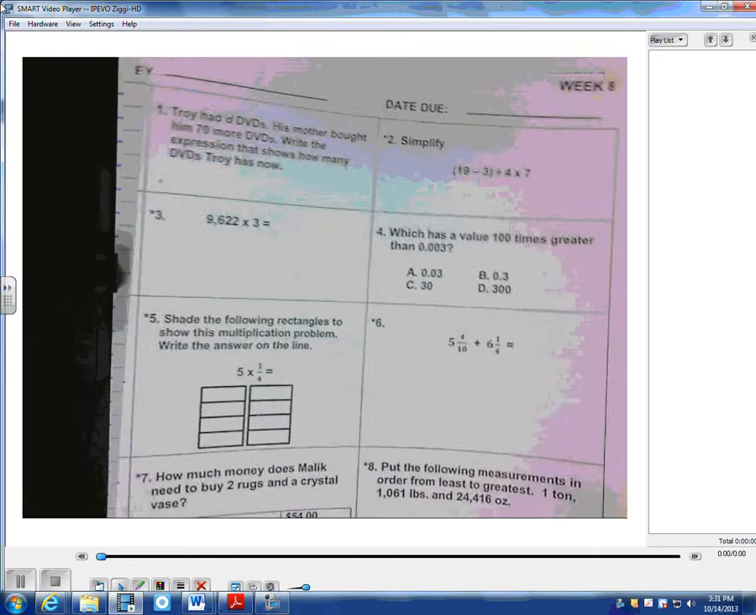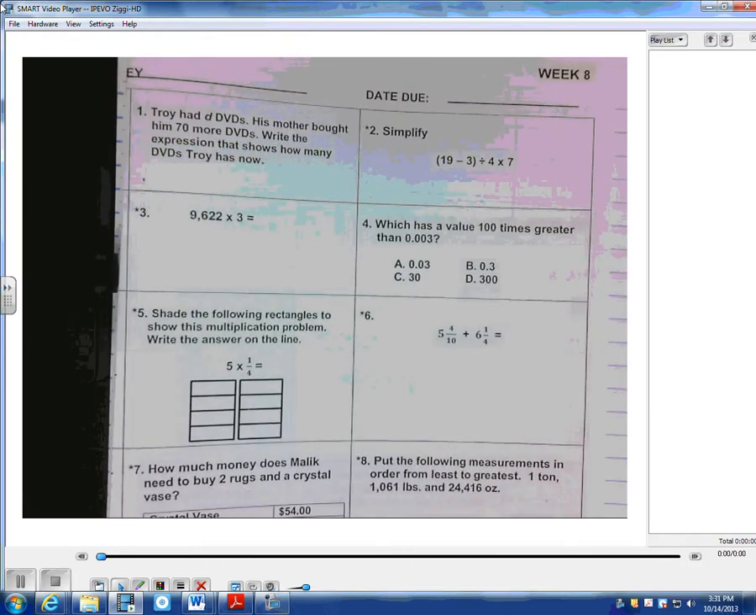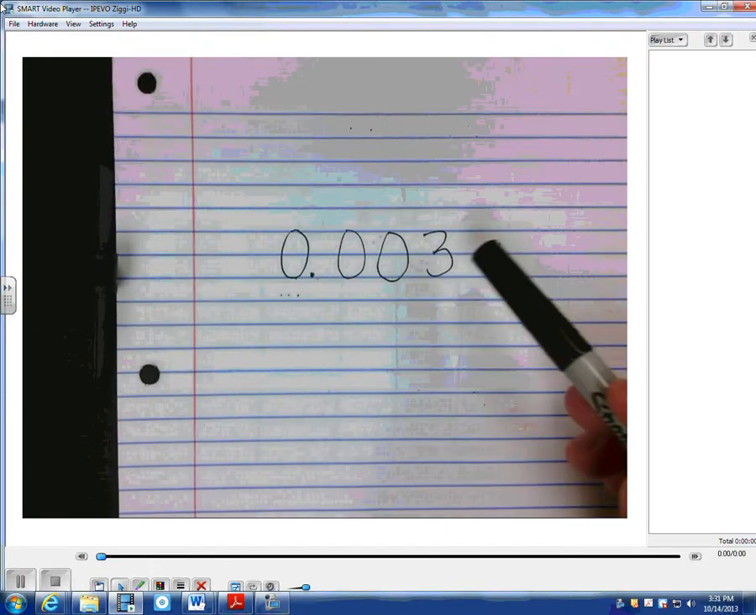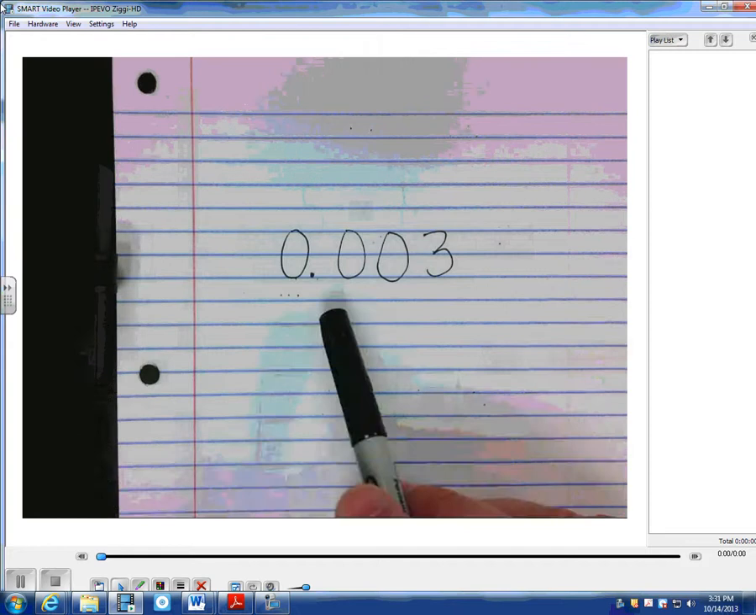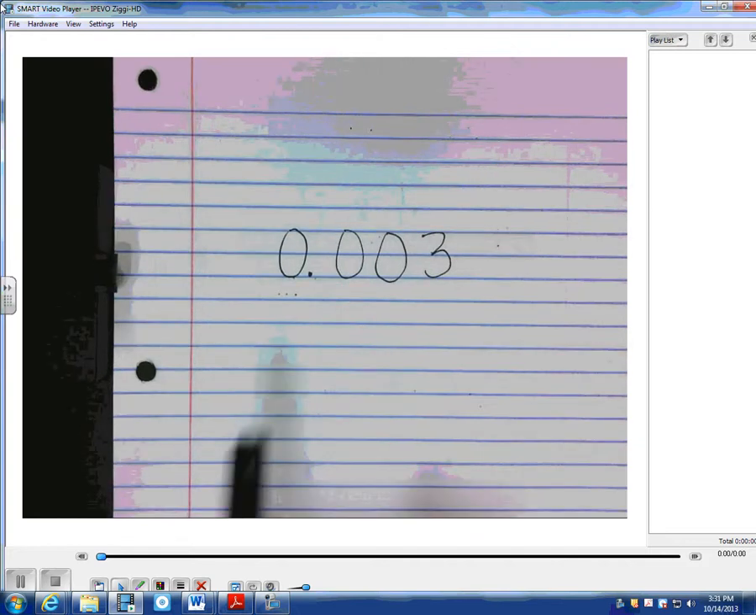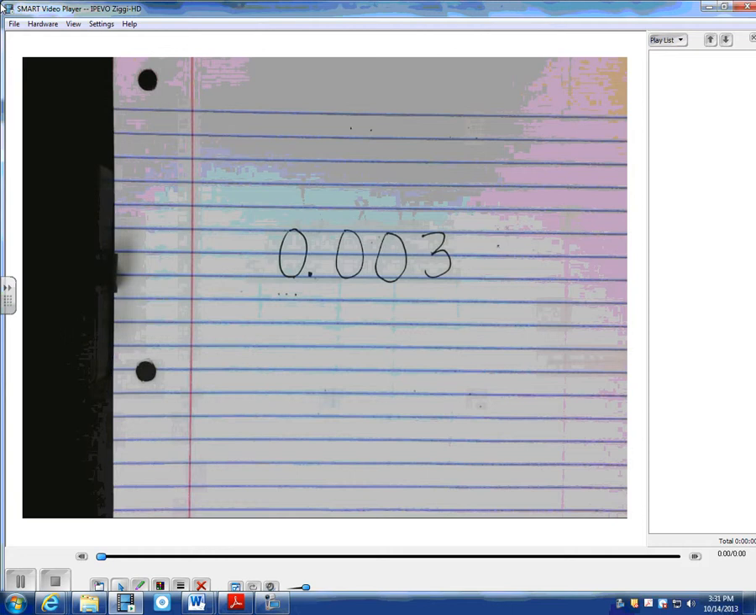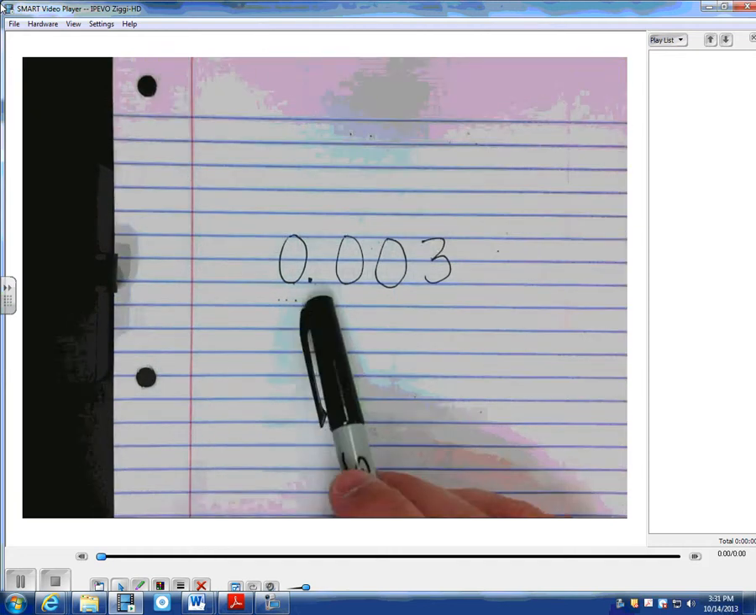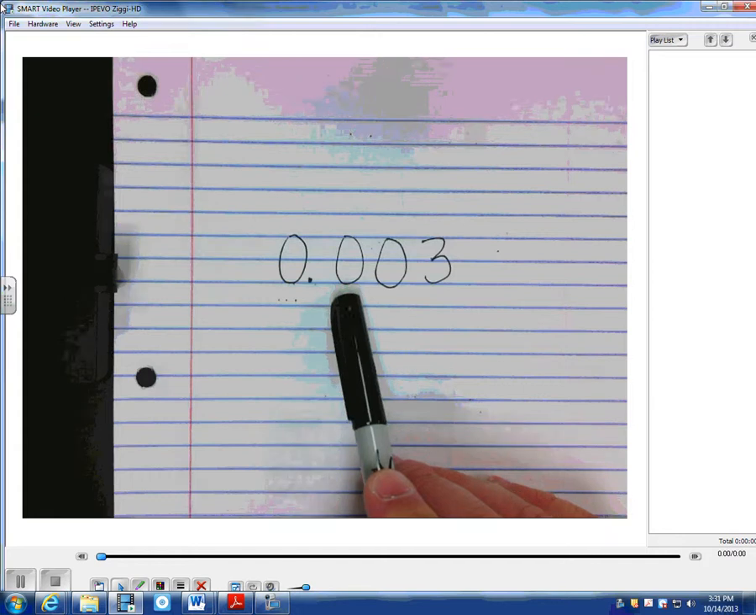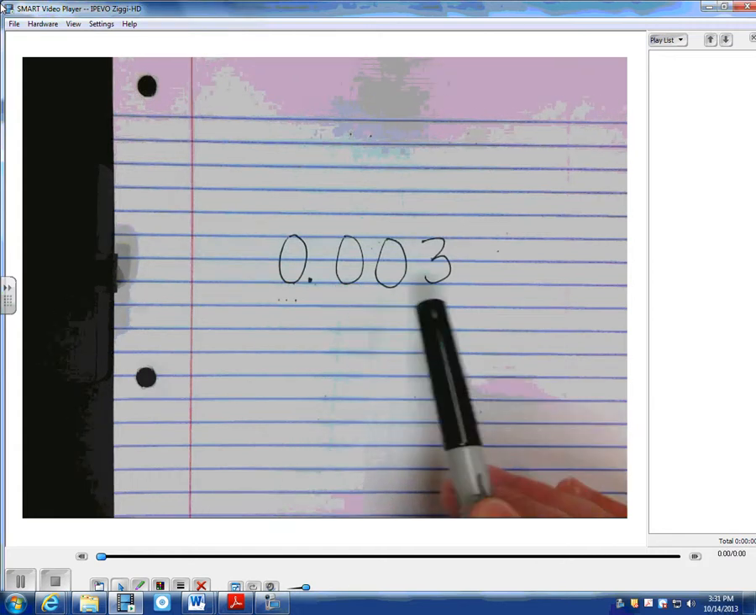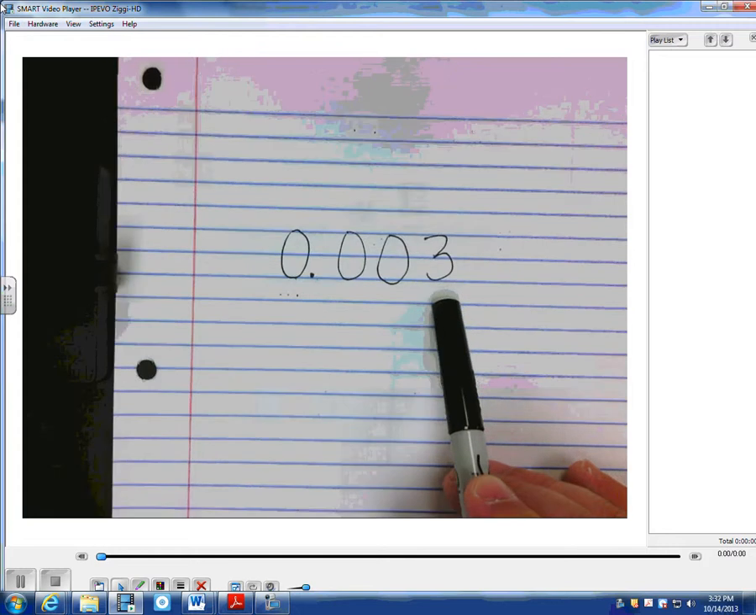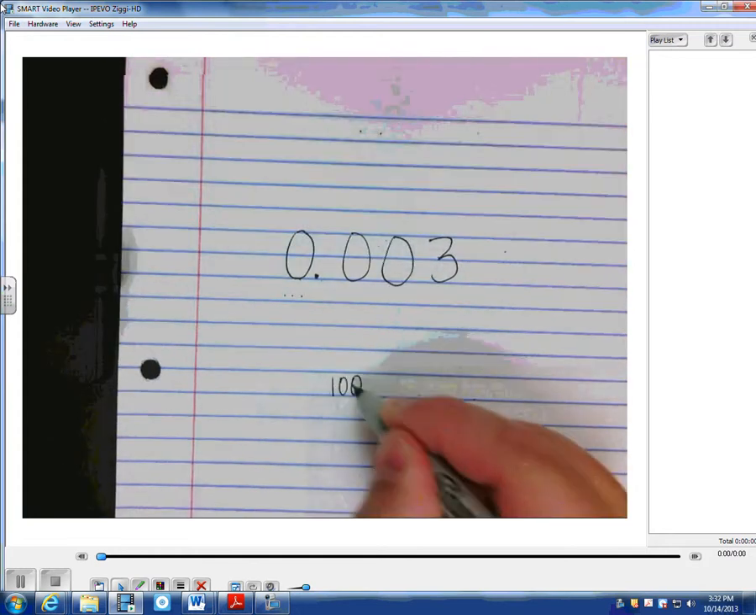Number 4, it says, which has a value 100 times greater than 3 thousandths. Okay, 3 thousandths. So let's look at this one. Okay, so I have the number 3 thousandths here. This is something we're going to be learning this week. It's very similar to what we've already gone over with place value, but this time it's just with a decimal. So this represents the tenths place, this 0 represents the hundredths, and this 3 represents the thousandths. Okay, so I'm looking for a number that is 100 times greater.